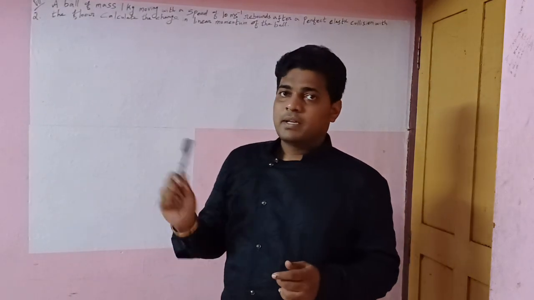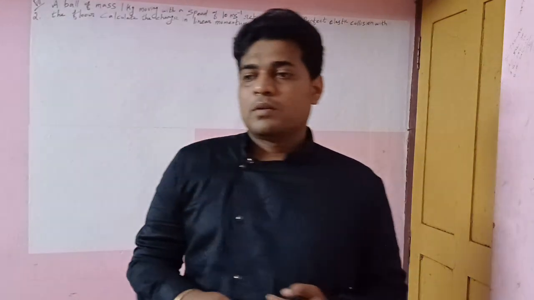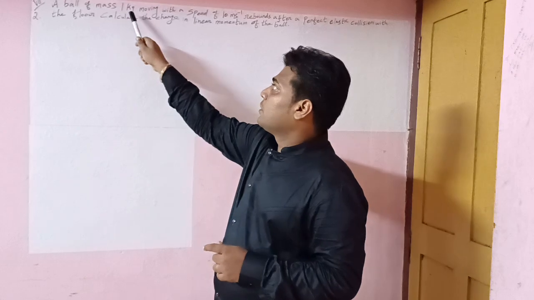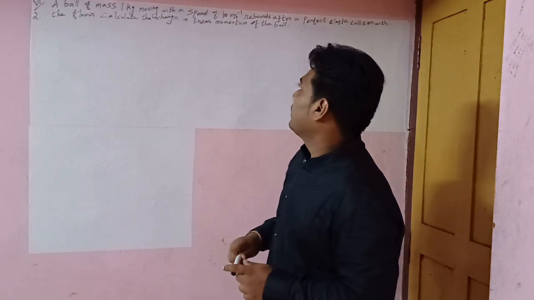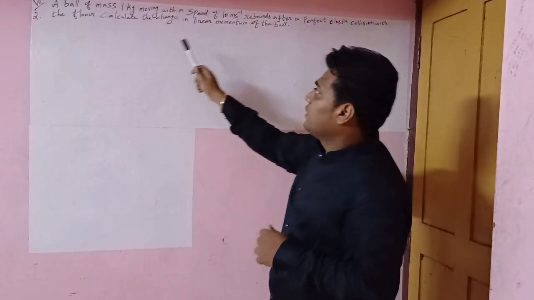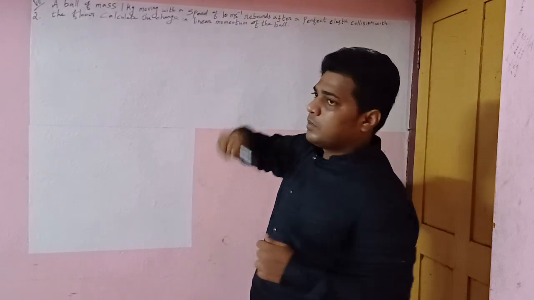Okay, it's very interesting, so you have to listen carefully to what I am saying. You have to read the question first. A ball of mass 1 kilogram moving with a speed of 10 m s^-1 rebounds after a perfectly elastic collision with the floor. Calculate the change in linear momentum of the ball.